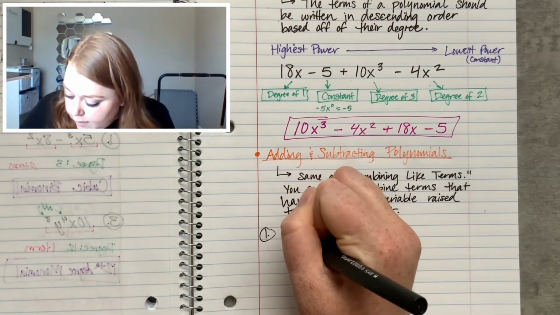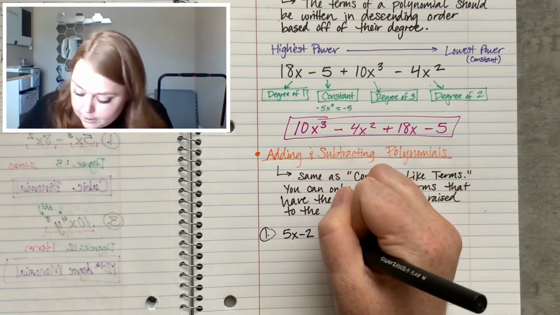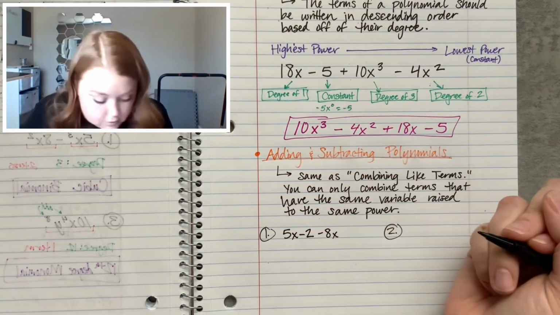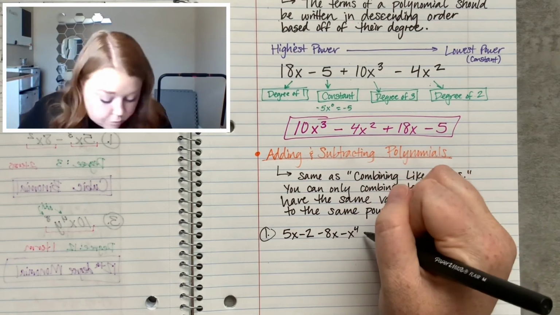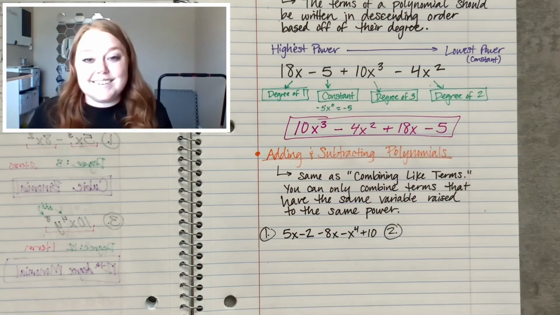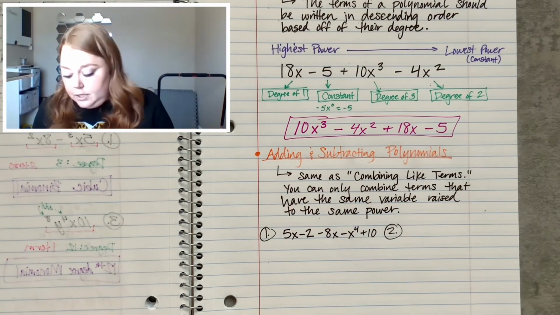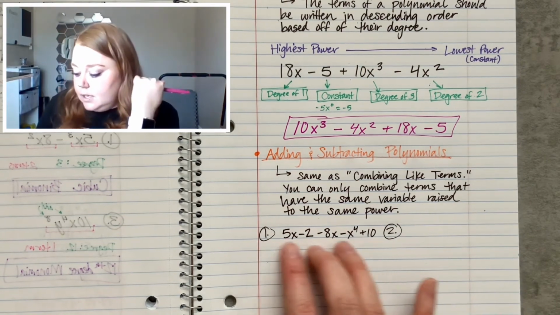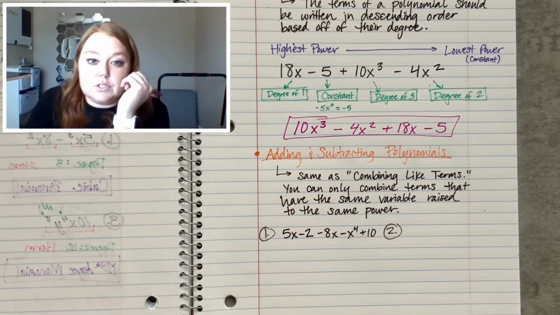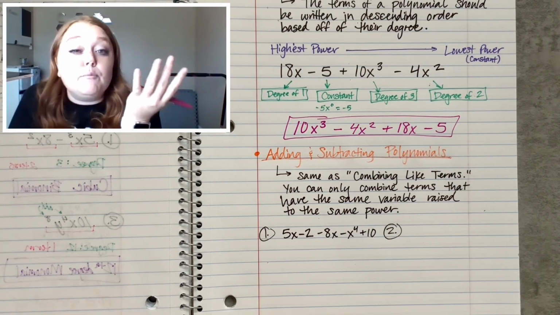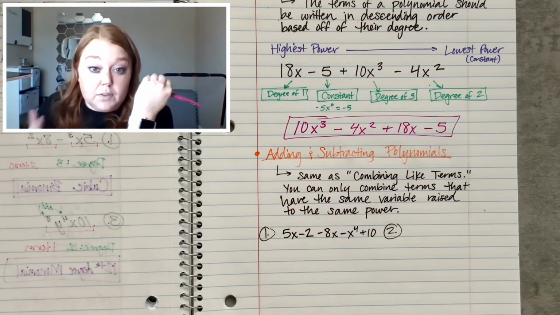So number 1, we have 5x minus 2 minus 8x minus x to the 4th plus 10. Okay. I know that's a lot, but you're fine. You can handle it. Okay, lots of terms here. The first thing we want to do is see if we can add or subtract any of them. If we can combine any like terms. I always just start with the one on the left.